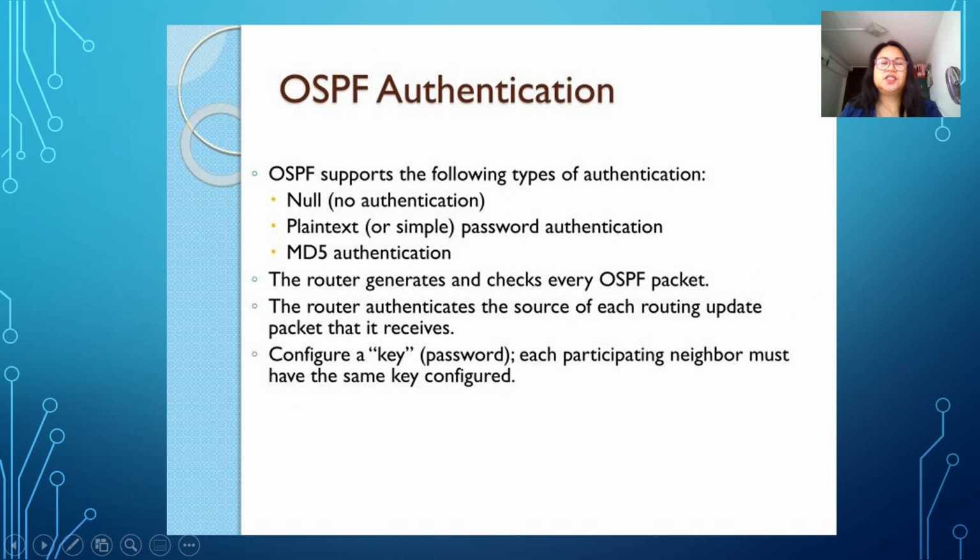OSPF authentication. OSPF supports the following types of authentication: null, meaning no authentication; plain text or simple password authentication; and MD5 authentication. The router generates and checks every OSPF packet. The router authenticates the source of each routing update packet that it receives. Configure a key password. Each participating neighbor must have the same key configured.